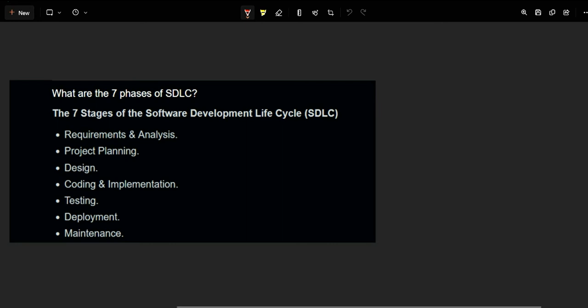Everyone who did engineering, or everyone else who is looking for a job in IT, must know the SDLC in order to sustain or in order to learn something. So, what are the seven stages of SDLC?